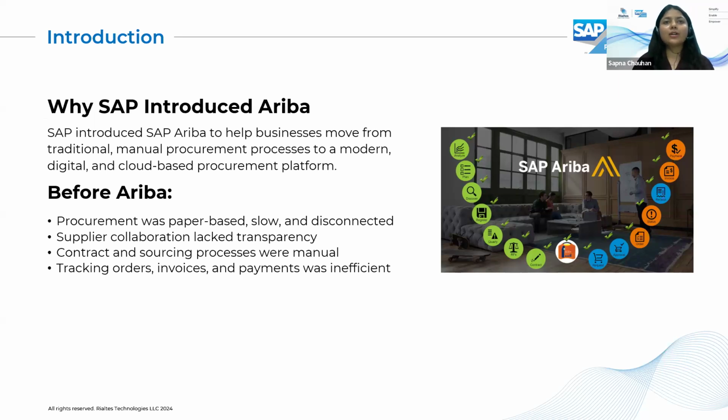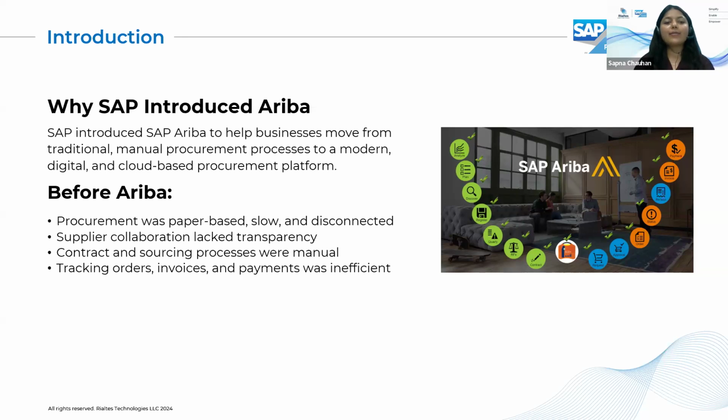So let's start. The first question is why SAP introduced Ariba. SAP Ariba is a cloud-based procurement and supply chain management solution that helps companies manage their spend, procurement, supplier relationships, and contract lifecycle in one integrated platform. Before Ariba, procurement was paper-based, slow and disconnected. Supplier collaboration lacked transparency. Contracts and sourcing processes were manual. Tracking orders, invoices, and payments was inefficient.